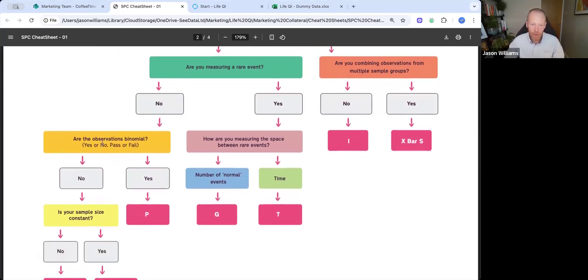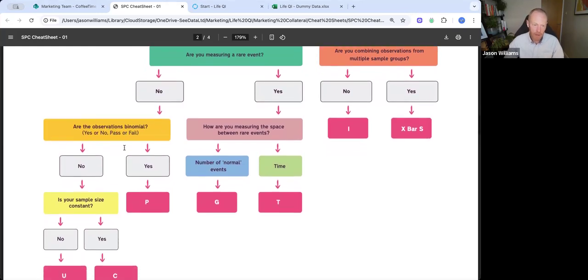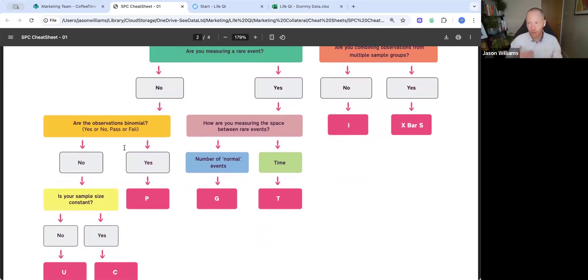So the next question then is, are these observations binomial? Essentially, the answer is yes or no. It's a pass or a fail. The answer is one thing or the other, basically. About as simple as that. So if it's things like how many patients have got a particular condition, the example we'll look at in a minute to do with pressure ulcers, they've either got pressure ulcers or they haven't got pressure ulcers. So that's kind of a yes, no. So if it's something you're answering in that respect, then it's probably a P chart, P for percentage chart. So that's going to measure things like the percentage of patients that have got pressure ulcers or the percentage of patients that didn't attend their appointment, things like that. You'd end up with a P chart.